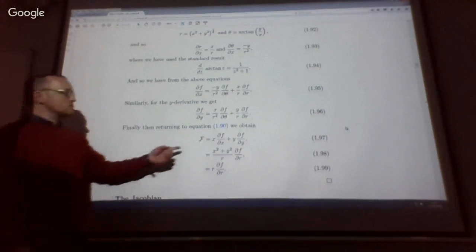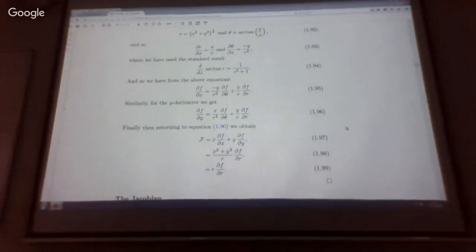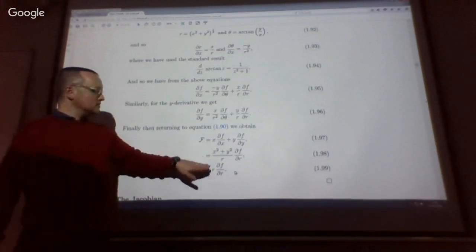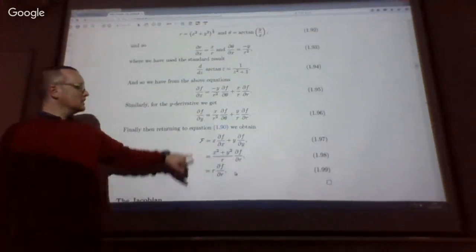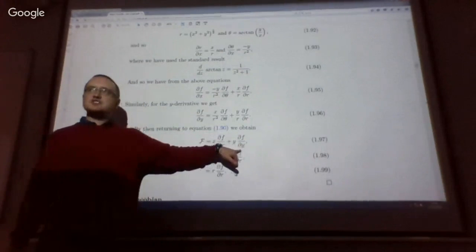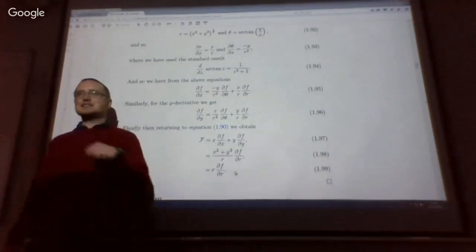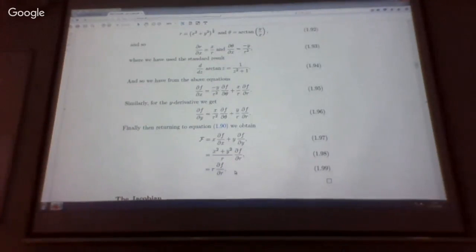But of course, x squared plus y squared is the square of the radius. That is the quantity r squared. You get r squared over r, and a final simplification to r df/dr. Okay? So this is our nice final expression for our original partial derivative expression in terms of Cartesian coordinates. And it translates into something quite nice and compact in the new polar coordinate system. That's one example of how we might use these chain rule equations.